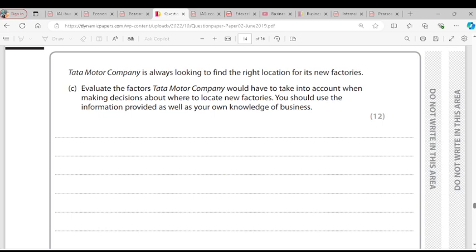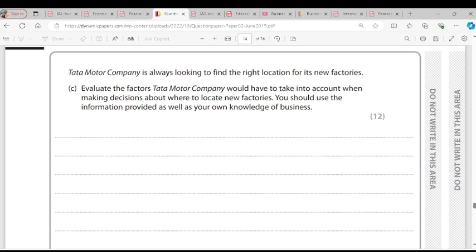The second one, accessibility to delivery links. Tata may consider locating to places which are closer to ports or railways so that vehicles can be transported to their destination. So Tata would need to deliver vehicles to different destinations. Different cars will need to be transported to different locations. So that means it needs a port or a railway line where these cars can be easily moved.